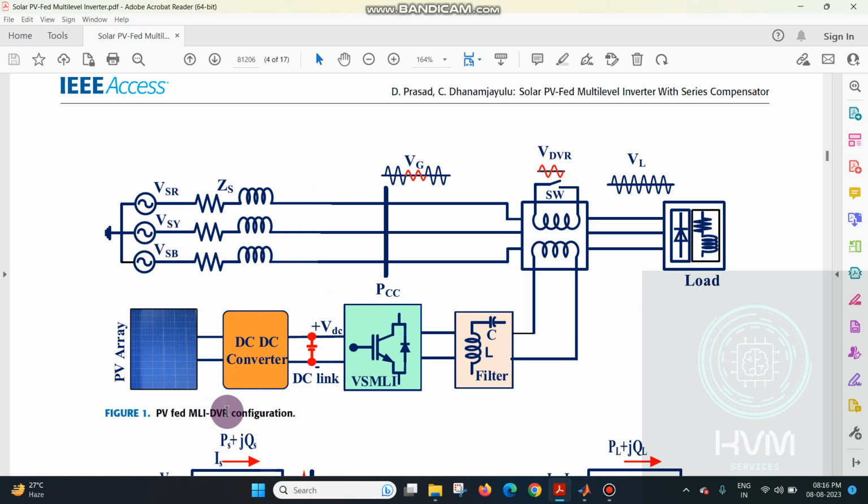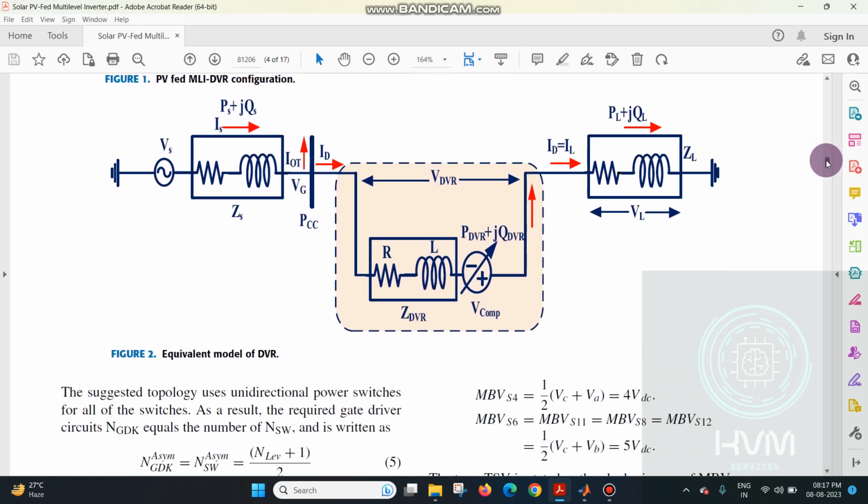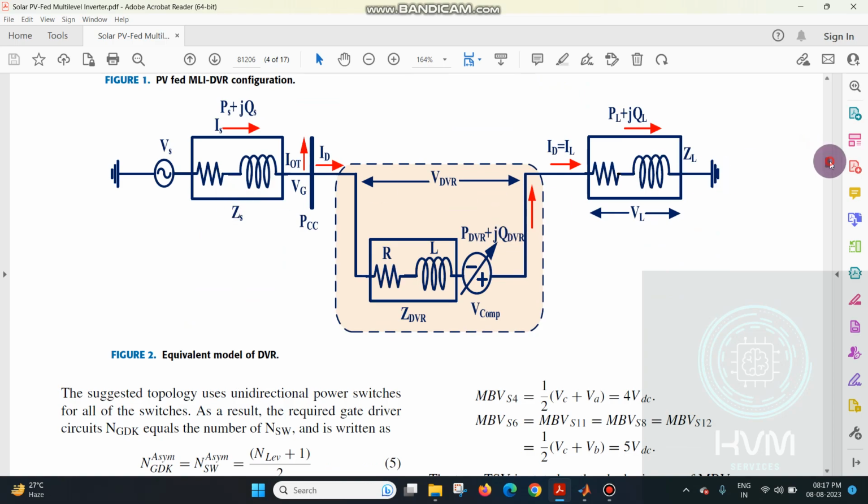So whatever magnitude is present in the system, that magnitude will be compensated with the help of a DVR, dynamic voltage restorer. This dynamic voltage restorer is connected with the multi-level converter that will be fed with the PV system. In this diagram, you can observe that. This is our equivalent model to connect the DVR system. Next.